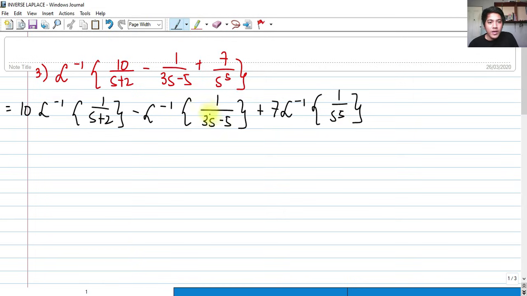Okay? So what will happen here is that, for 10 times the inverse Laplace, I know that this is readily available for inverse Laplace transformation. So that is simply e raised to 2t. But let's take a look first at the second term. We have a 3 here in our 3s minus 5. So I could not easily get the inverse because they are not common factors.